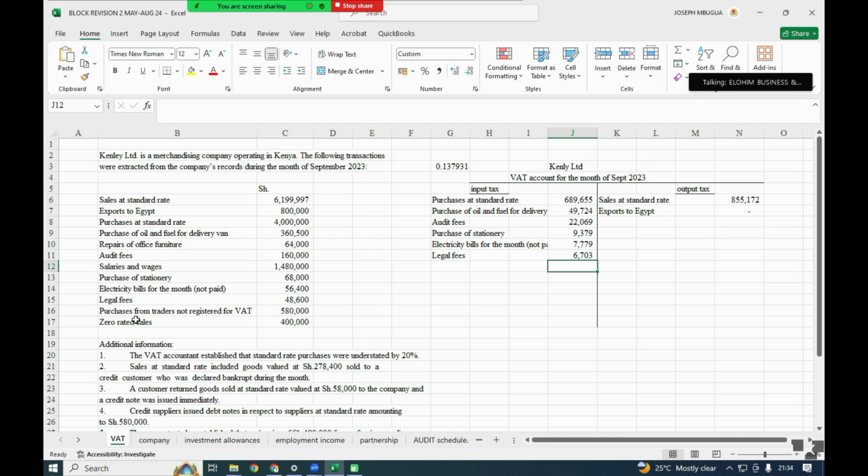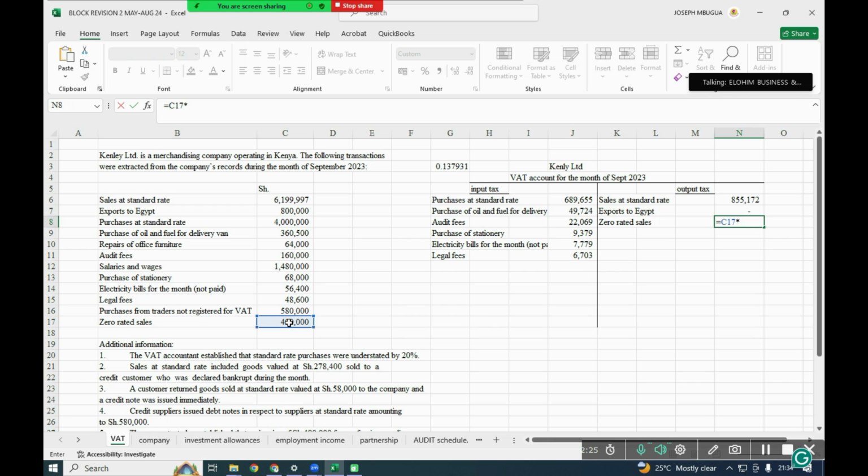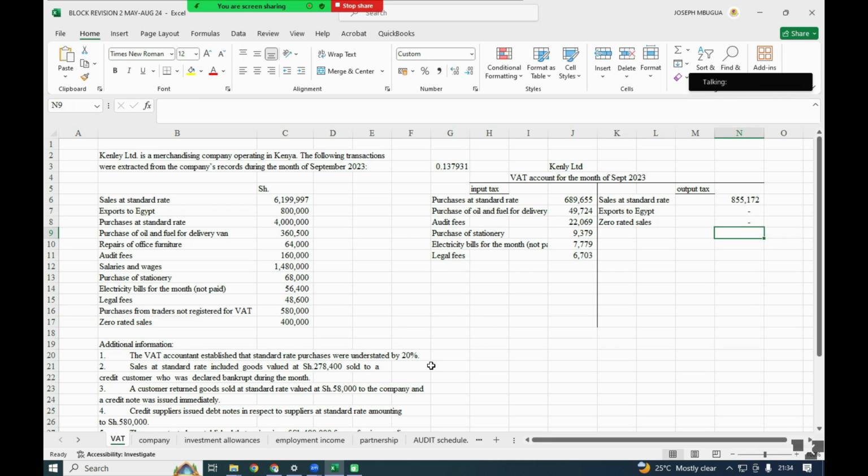But for sales, remember we sell to both registered and unregistered. But for purchases under tax planning, you have to buy from people that are registered in order to claim the VAT. So zero rated sales shall be included, but at 0%, to get a 0 or a dash.